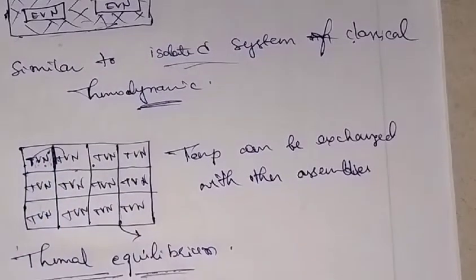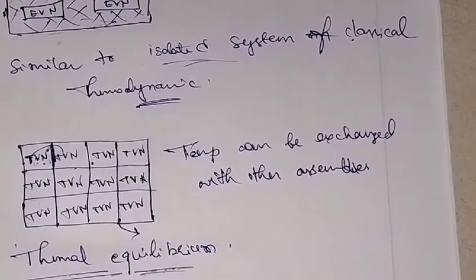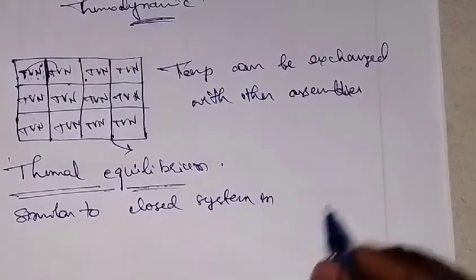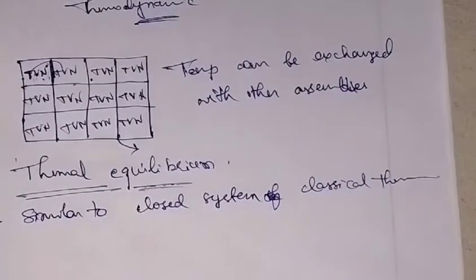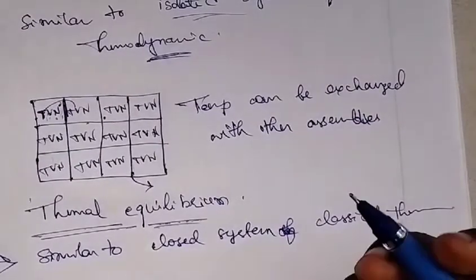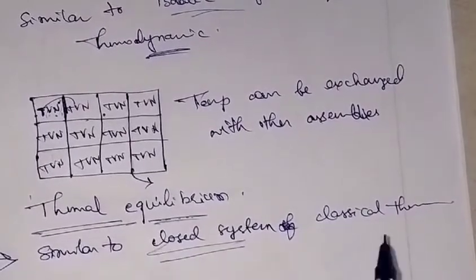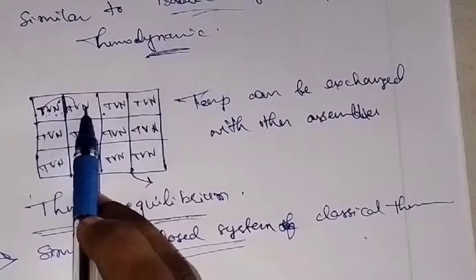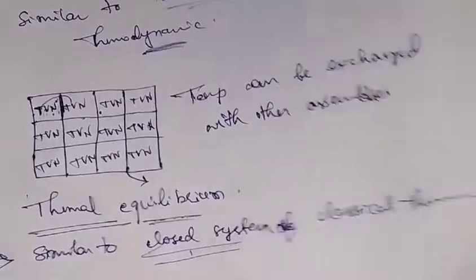Okay, so this is similar to which type of system in classical thermodynamics? It is similar to a closed system of classical thermodynamics, because even in the closed system we see that there is an exchange of temperature with the surrounding, but the matter cannot be exchanged, right? That is what a closed system is according to classical thermodynamics. So here also the temperature can be exchanged, hence it is comparable, or similar, to the closed system of classical thermodynamics.